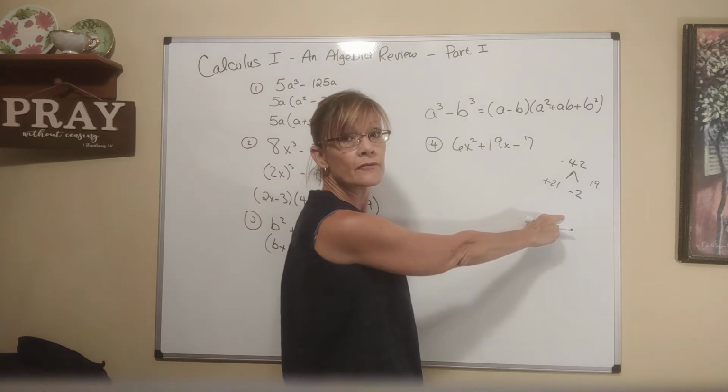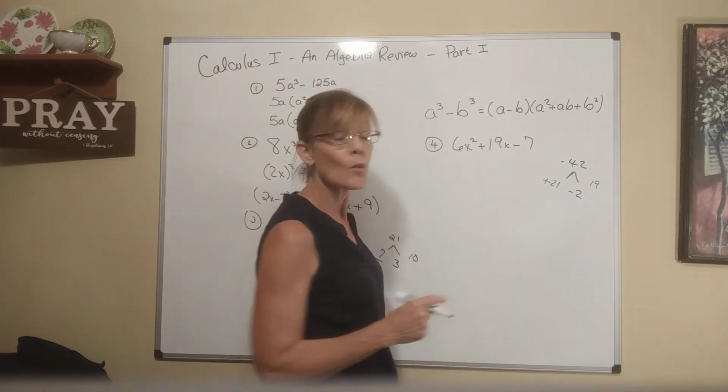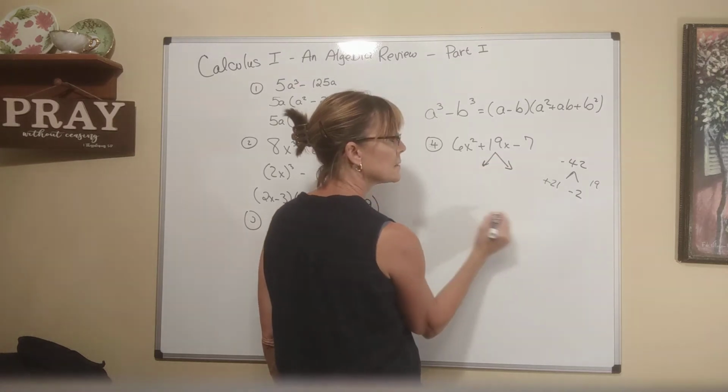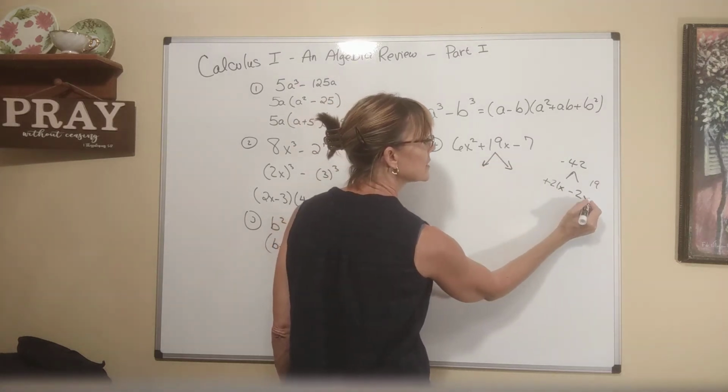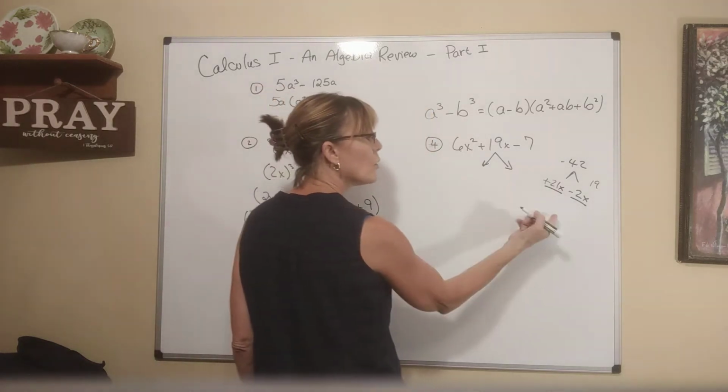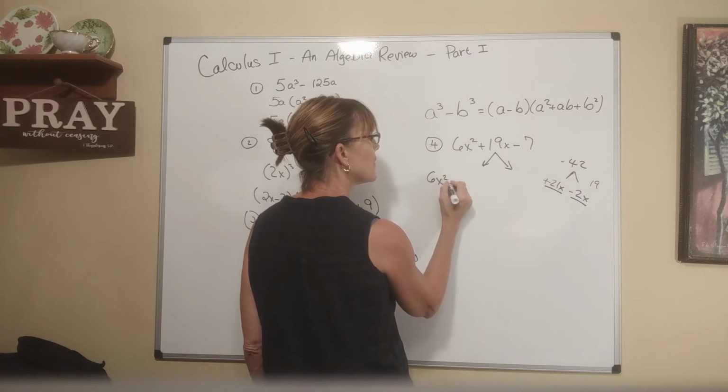This is what you do when the leading coefficient is not 1. You rewrite the middle term. 19x is the middle term. We're going to rewrite it not just into anything, but into 21x minus 2x. The order that I write these down in does not even matter.